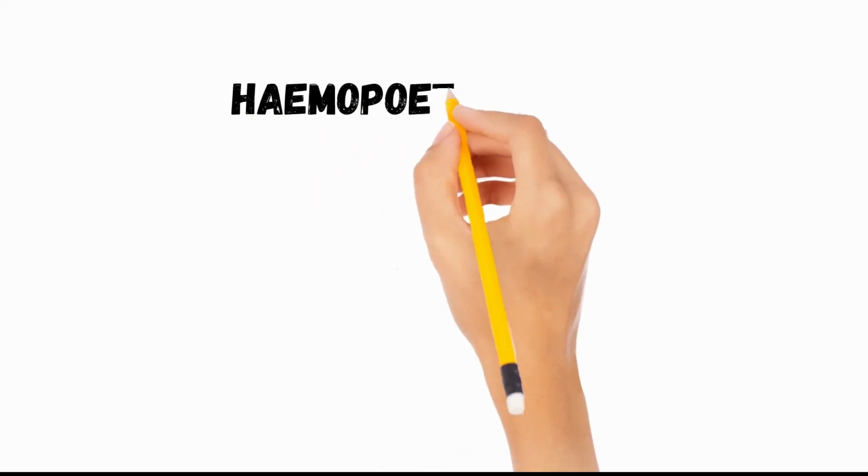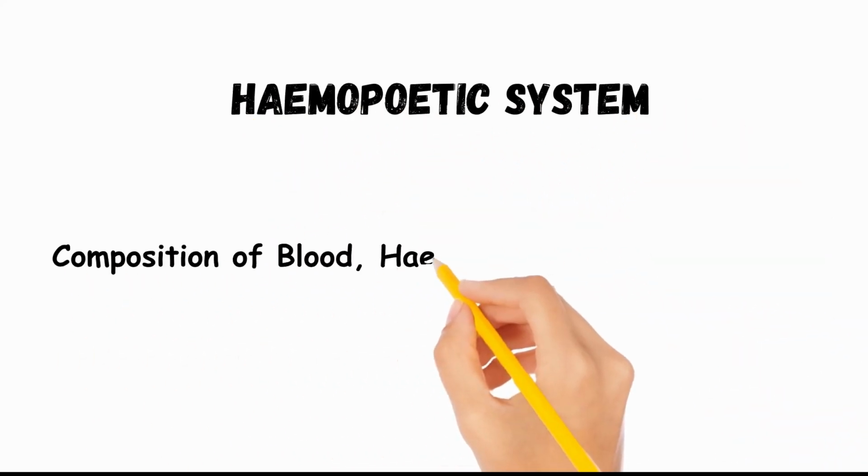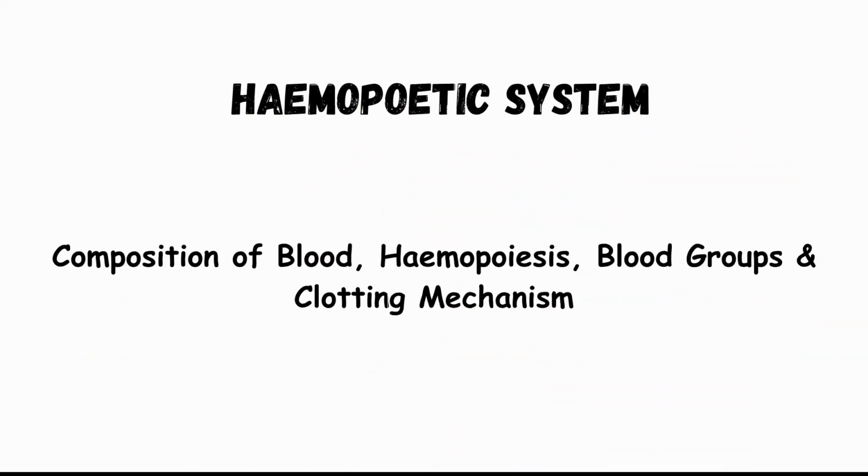Good day, everyone. Today we are going to study the Haemopoietic System, which is one of the most vital systems of the human body. The term haemopoietic refers to blood formation. In this session, we will cover the composition and functions of blood, the process of haemopoiesis, blood groups and their importance, clotting factors and mechanism of coagulation, disorders related to blood components.